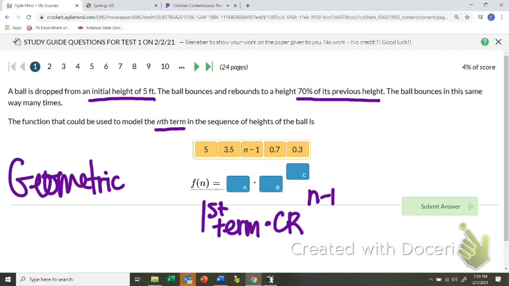All right, so what is the first term? 5. That's what it tells us right here. The common ratio is 70%, but Danny said we changed 70% to 0.7. And it's asking for the previous. What's the word previous mean? The one before it. So we have to use n minus 1 to get the previous term. Okay.